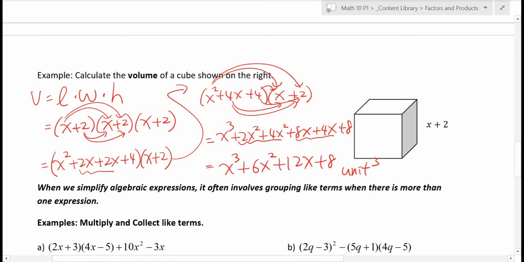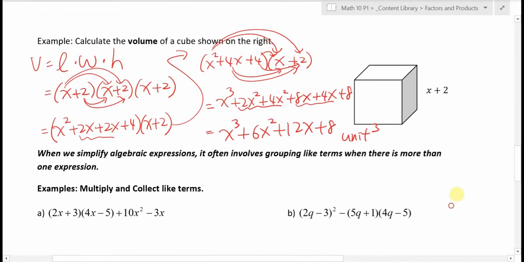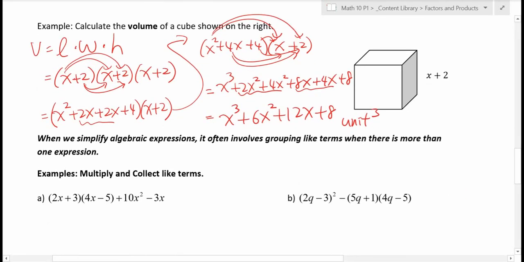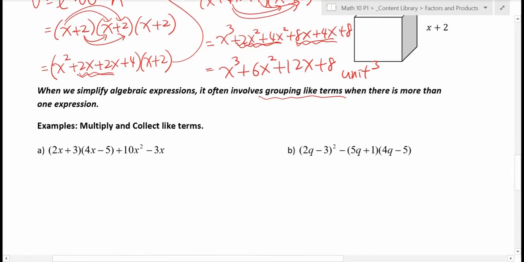And you have 4 brackets, same thing: first 2, then the first 2 with the third, and once you finish that, you multiply that with the fourth, okay, and so on. So you can see clearly when we simplify algebraic expressions, it often involves grouping like terms. We combine like terms here, here, and here. So make sure you group the like terms together and combine them, okay?